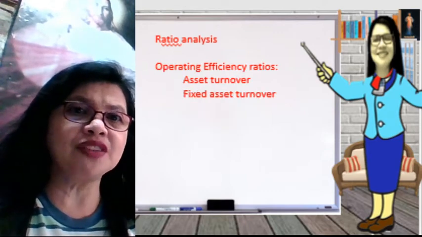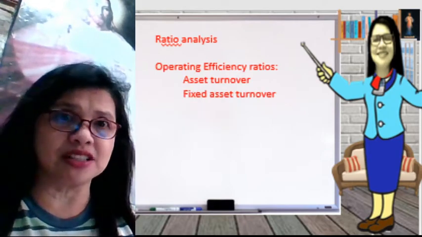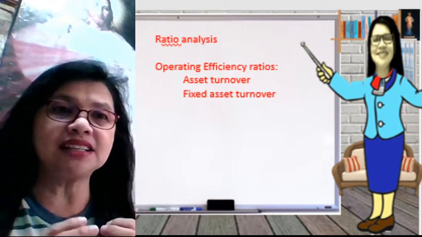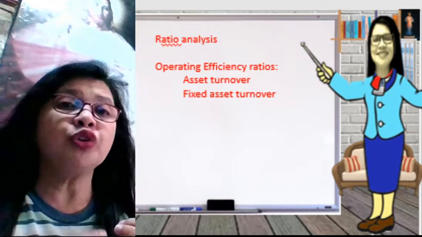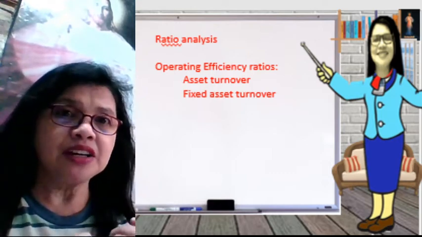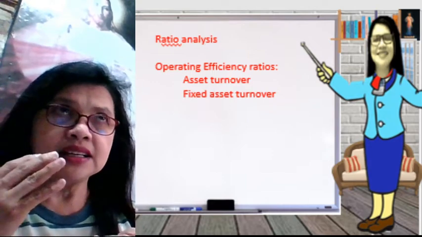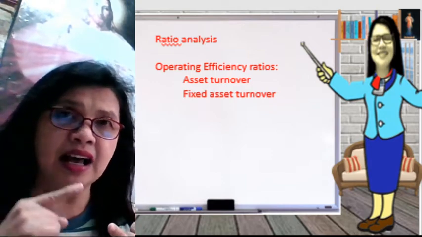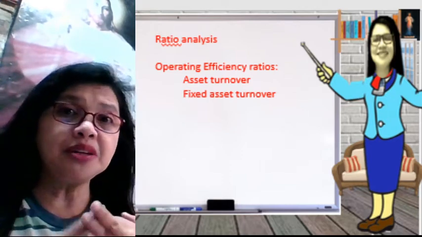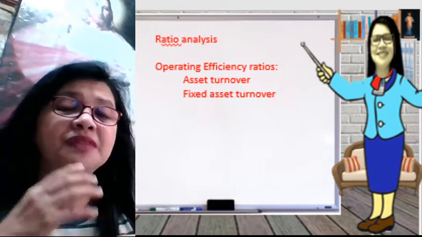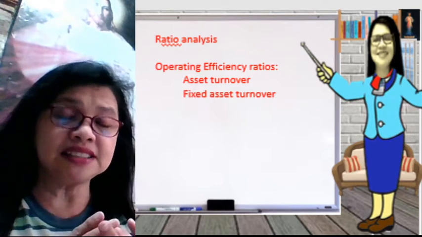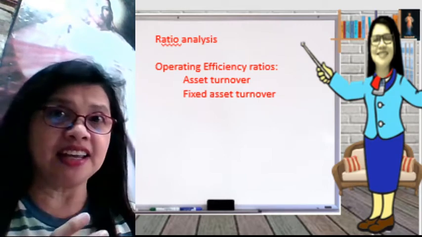Then we also have the operating efficiency ratios. The operating efficiency ratio measures the capacity of the company to operate, to use its assets, like the fixed assets, the inventories, and the receivables, to help them in the operations. How efficient are they in using these assets to generate sales?